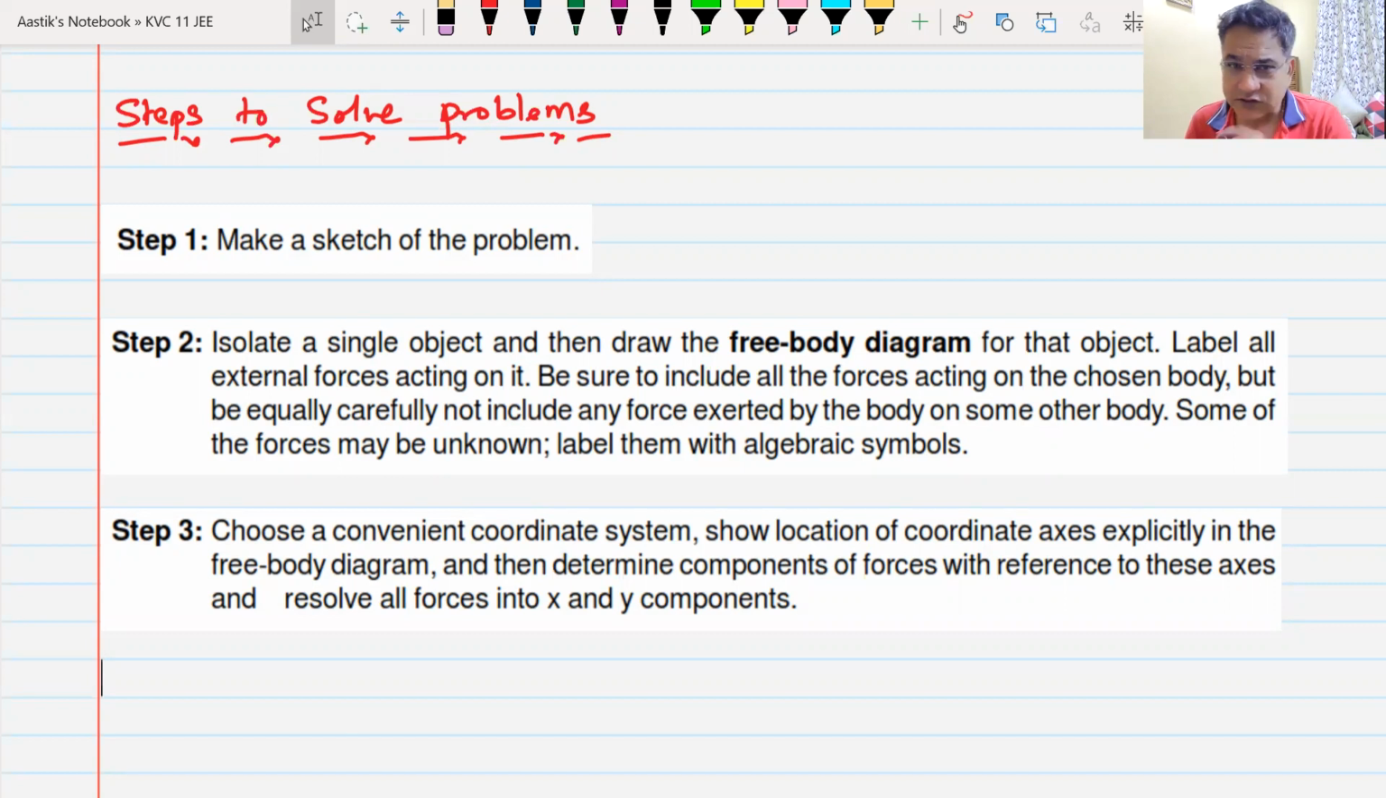There could be some forces which are not lying on the x-axis and y-axis. So we only need to resolve those forces. Do we understand this? Yes or no?